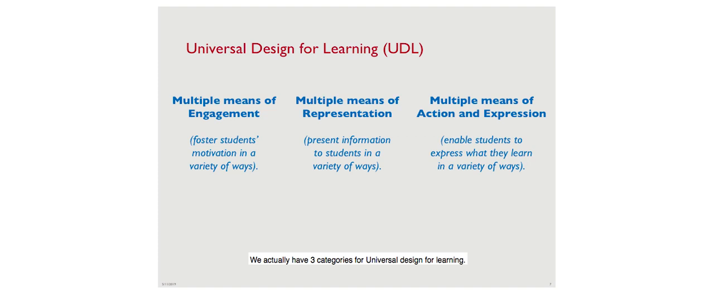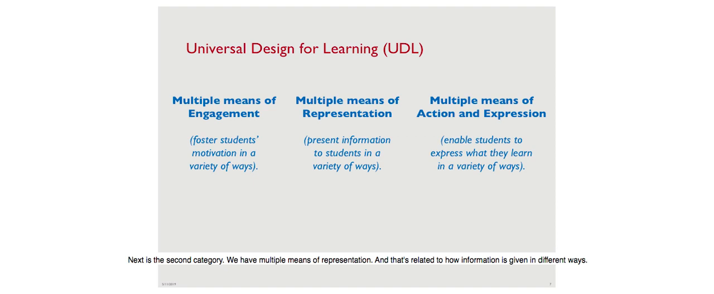We actually have 3 categories for universal design for learning. The first category is multiple means of engagement. The reason for that is how we can motivate these students to respond so they can engage with the teachers in different ways. This means giving them something like a reward system, for example.